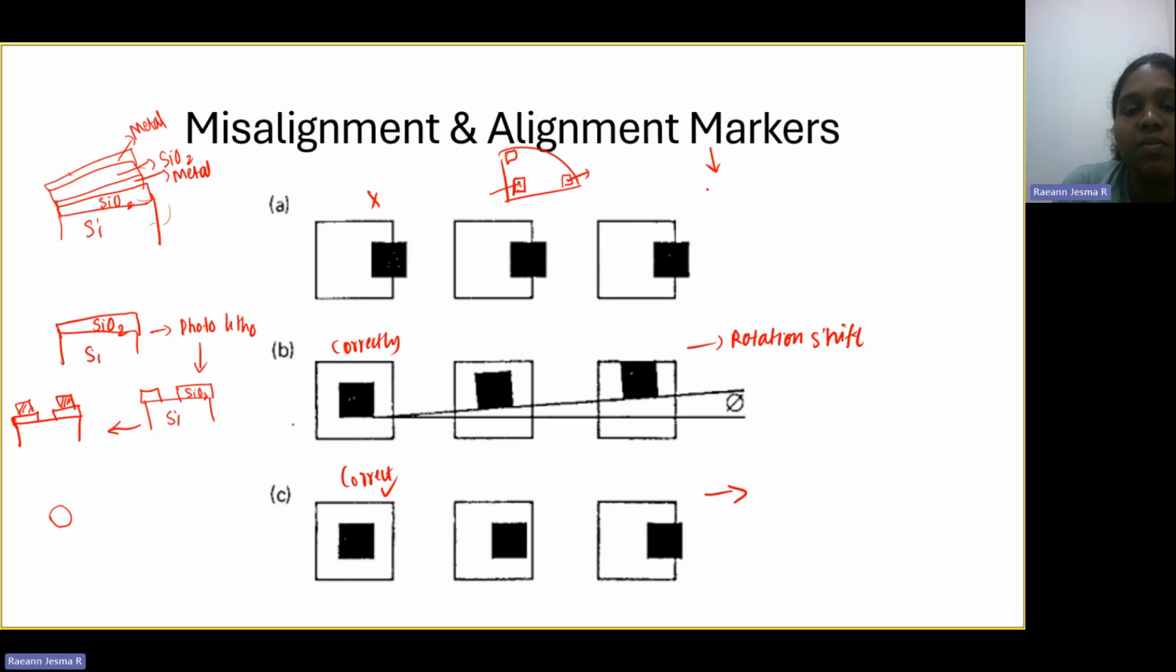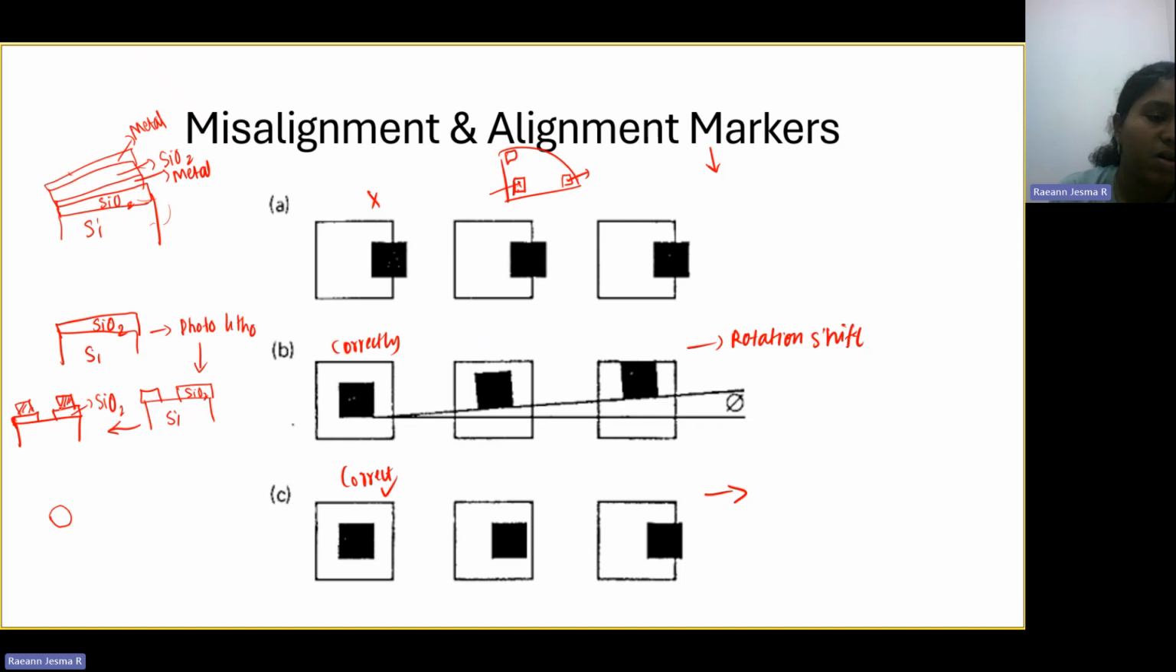In this case, this is your metal and this is SiO2. What happens if there is misalignment, the metal will come in contact with silicon. Okay, so that is not what we want. That's why we have to ensure that there is proper alignment when we are doing this.